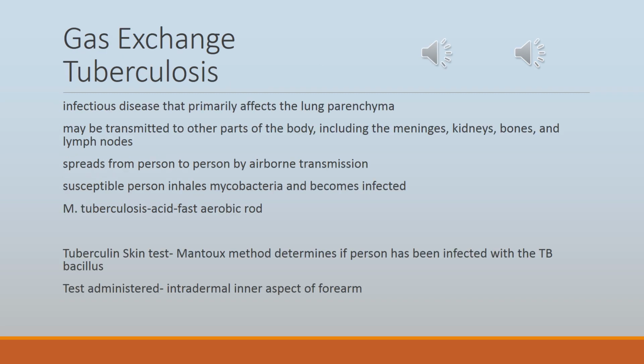With the concept gas exchange, the exemplar tuberculosis will be explained. Tuberculosis is an infectious disease that primarily affects the lung parenchyma. It also may be transmitted to other parts of the body, including the meninges, kidneys, bones, and lymph nodes. The primary infectious agent, M. tuberculosis, is an acid-fast aerobic rod that grows slowly and is sensitive to heat and ultraviolet light.